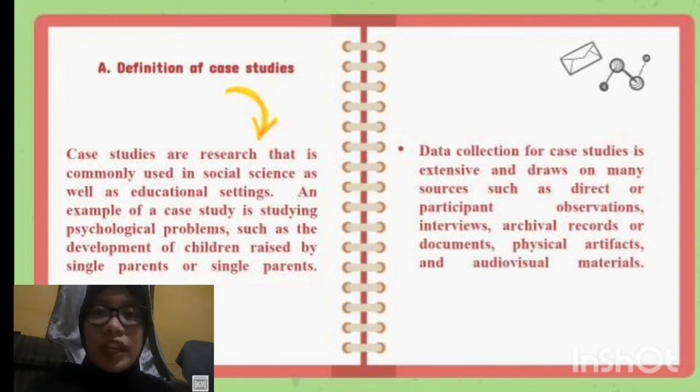An example of a case study is studying psychological problems, such as the development of children raised by single parents or complete parents.